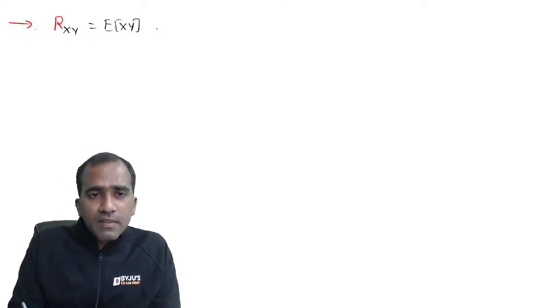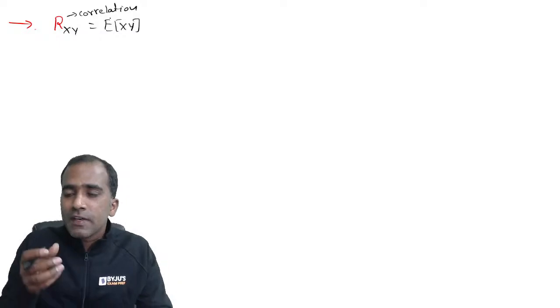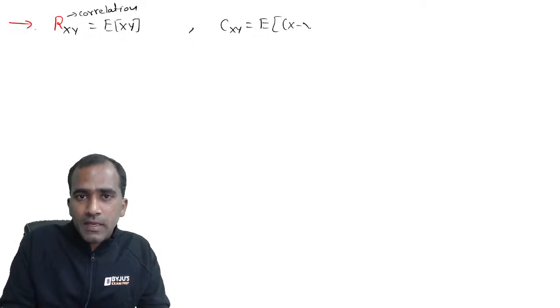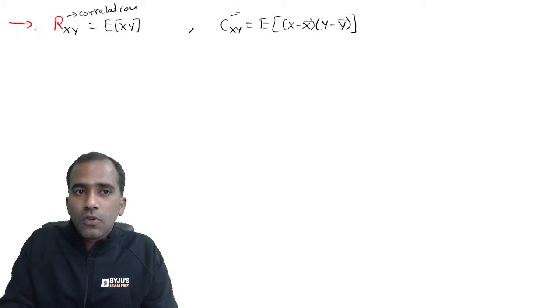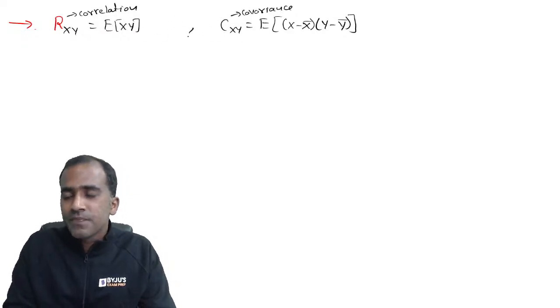Right, so if you remember, we have discussed this. R_XY is what we call correlation. It is the expectation of XY. Correlation means you're trying to find the relation between the random variables. Similarly, there is one more thing called C_XY. The definition for it is the expectation of (X minus X bar) into (Y minus Y bar). This is the definition of covariance. If you try to understand autocorrelation and autocovariance in relation with these things, then it will be very easy.